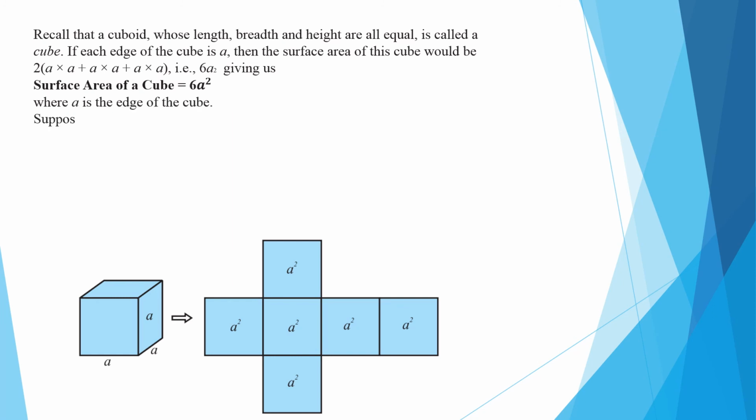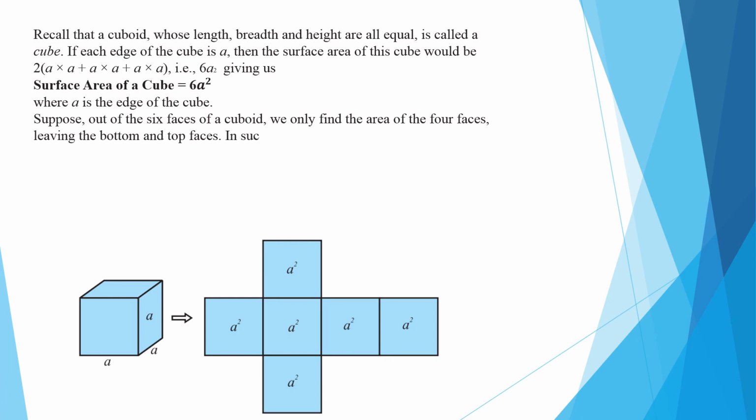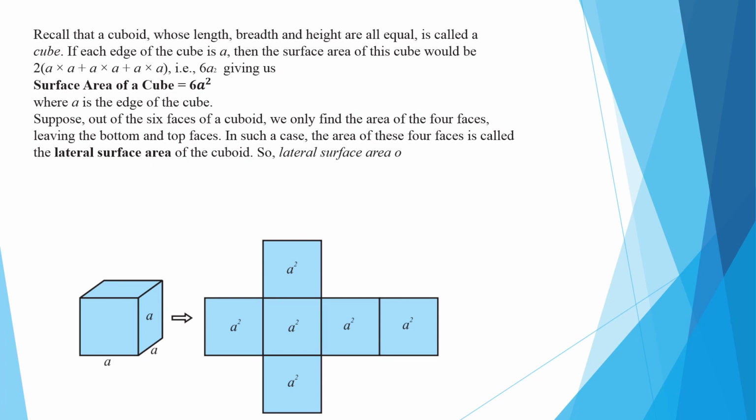Here A I have taken as the edge of the cube, that is, the side of the cube. Suppose out of 6 faces of the cuboid, we only find the area of 4 faces, meaning all 4 walls, leaving the top and the bottom. In that case, the area of these 4 faces is called the lateral surface area of the cuboid.